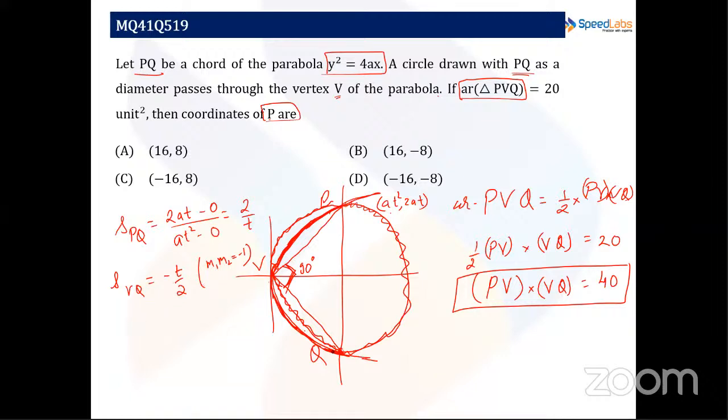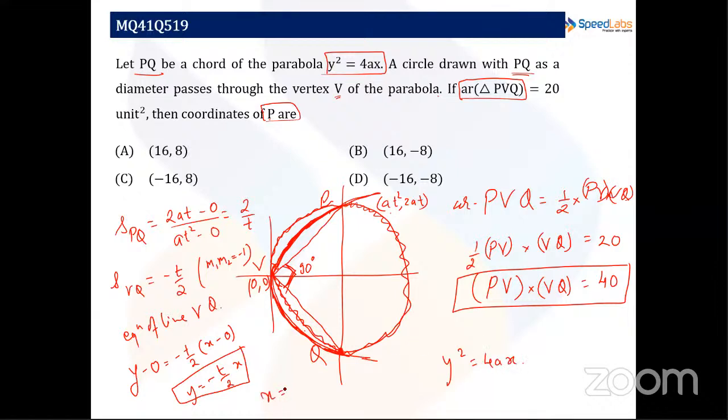Now we can find the equation of line VQ. So that will be y minus y1 equals to slope into x minus x1. So y will be equals to minus t by 2 into x. Now this point also satisfies the parabola y square equals to 4ax. So substituting the value of x, x will be equals to minus 2 by t into y. So we will be having y square equals to 4a into minus 2 by t into y. So y and y will get cancelled out and we'll get value of y equals to minus 8a by t.